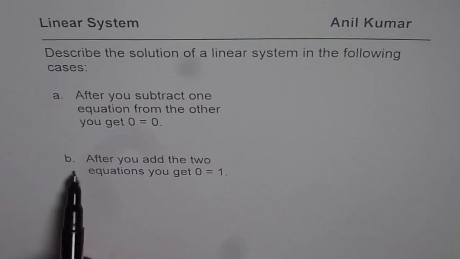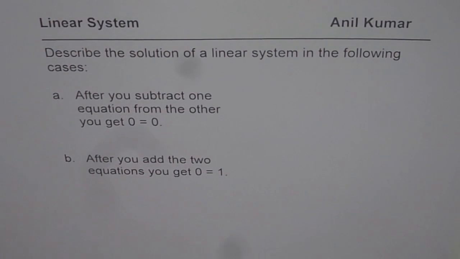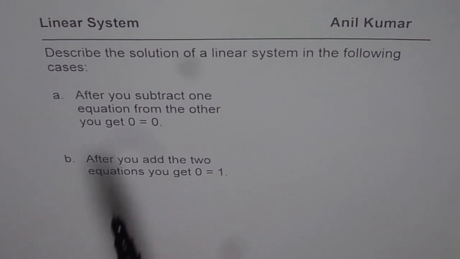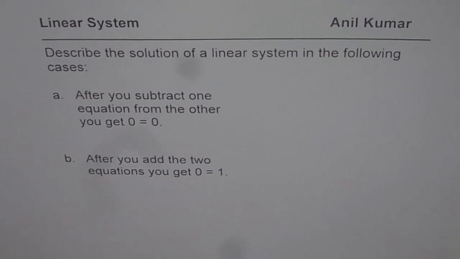And the second case, after you add the two equations, you get 0 equals 1. So what do you conclude when you get those things at the end? We are not getting x equals something or y equals something. We are getting 0 equals 0 or 0 equals 1. What does that mean? You can pause the video, write down your answer, and then look into my suggestion.